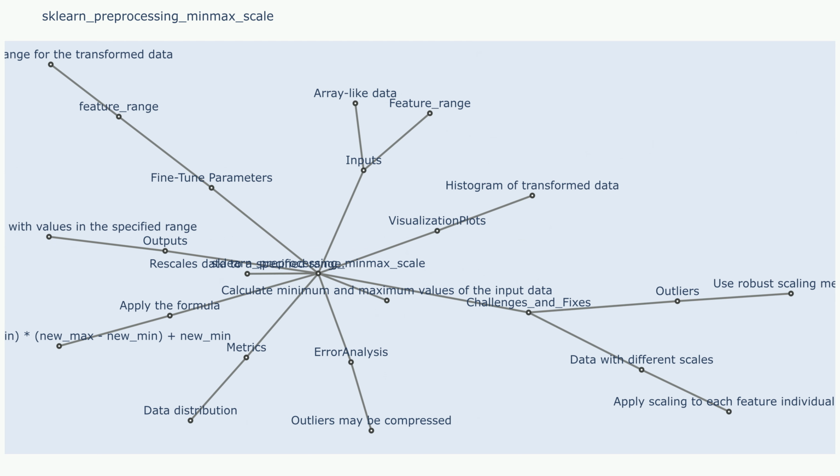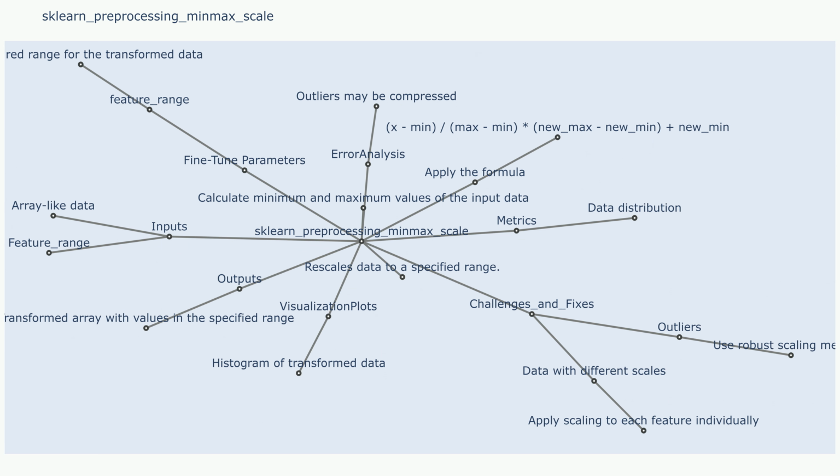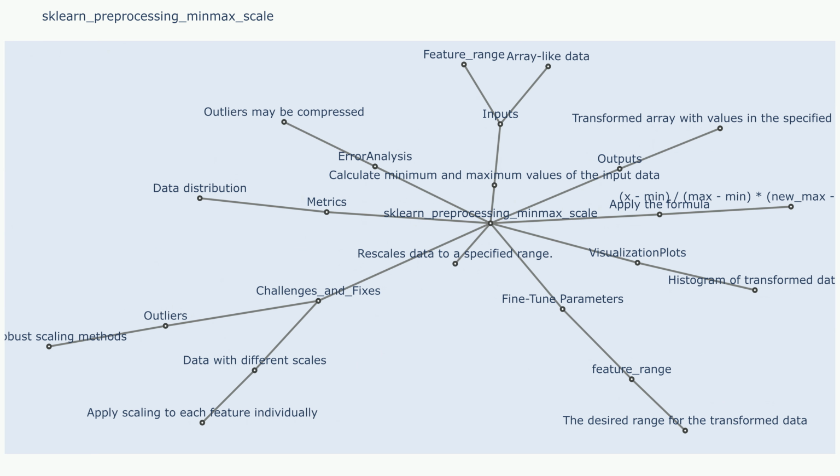Fixes to challenge 1. Robust scaler. Consider using robust scaling methods like robust scaler, which is less affected by outliers. Outlier removal: if outliers are deemed inappropriate for the analysis, remove them before applying min-max scaler.